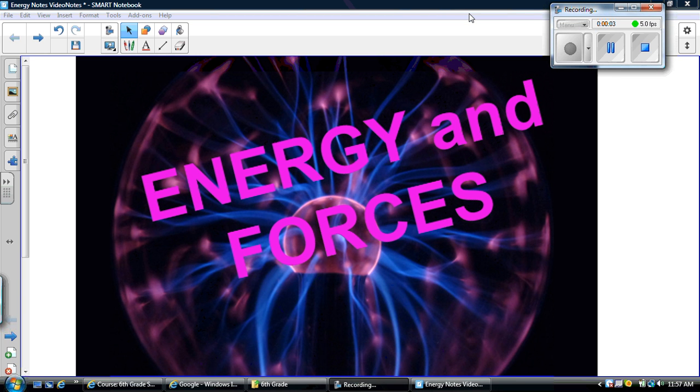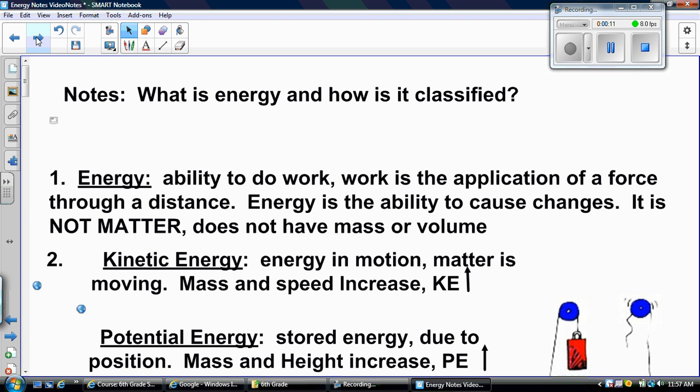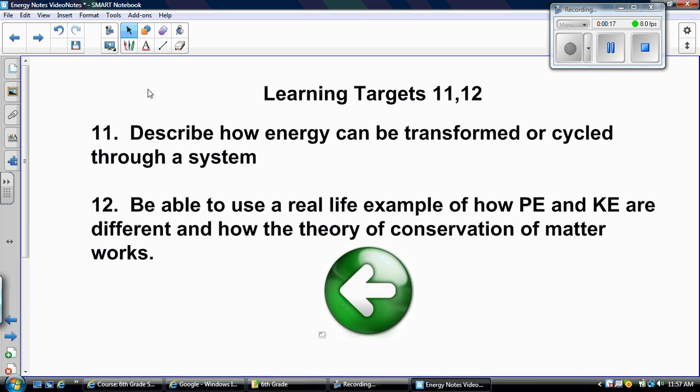Okay, we are now moving into our unit on energy and forces. Our essential question for today is, what is energy and how is it classified? This actually has two learning targets, 11 and 12.